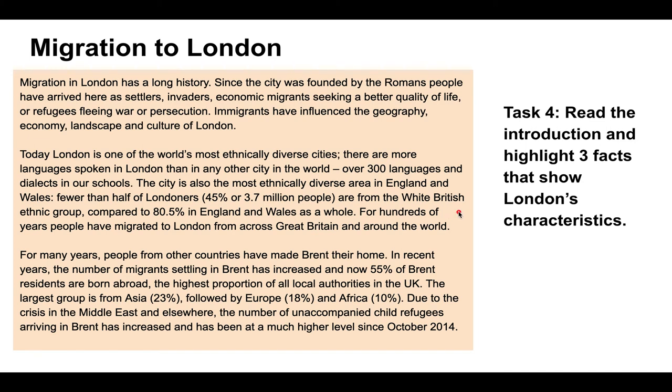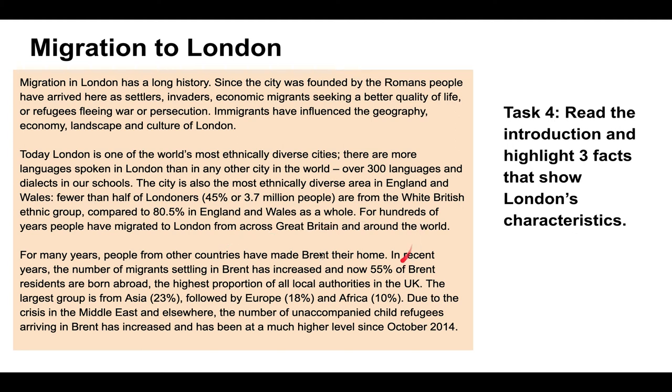So compared with the rest of the UK, this is really, really low. Across the rest of the UK, the vast majority of people are actually white British ethnically, okay? Whereas in London, less than half of the people living here are actually from that white British ethnic group.